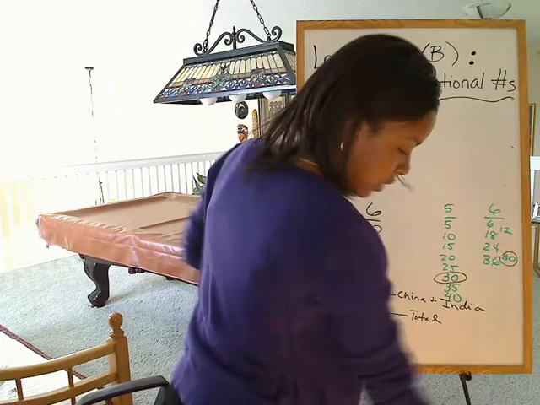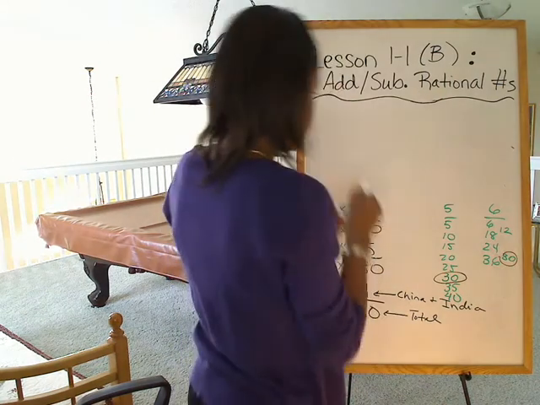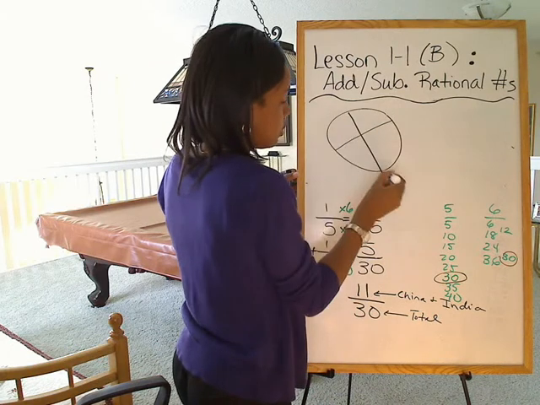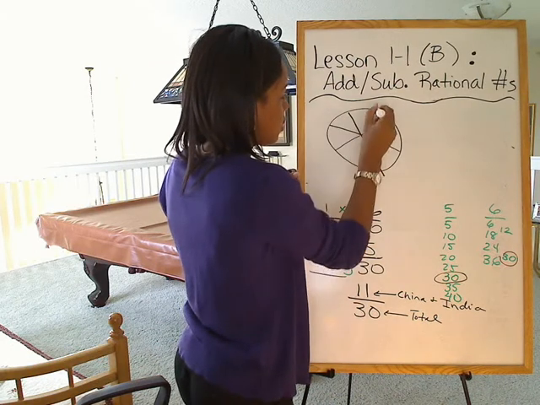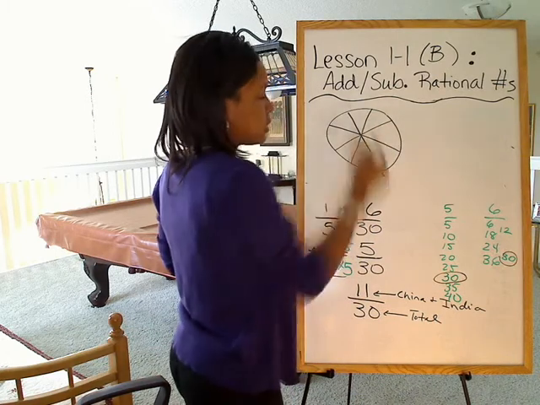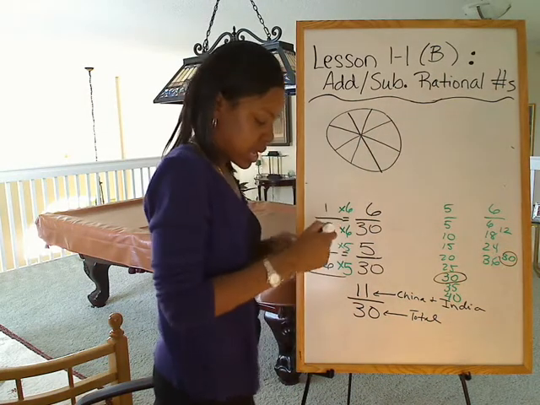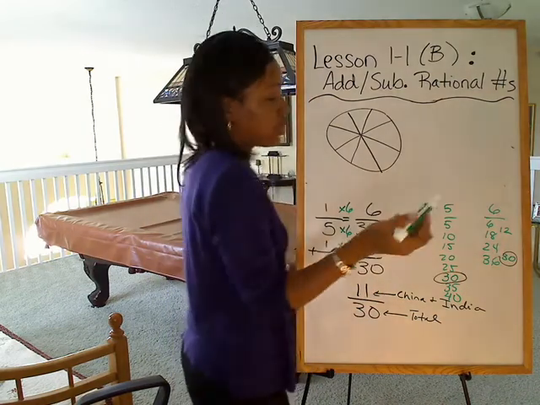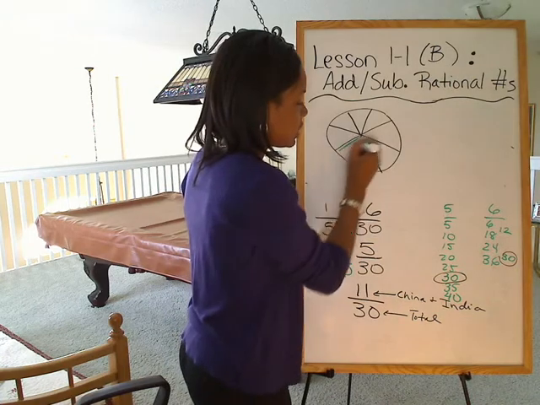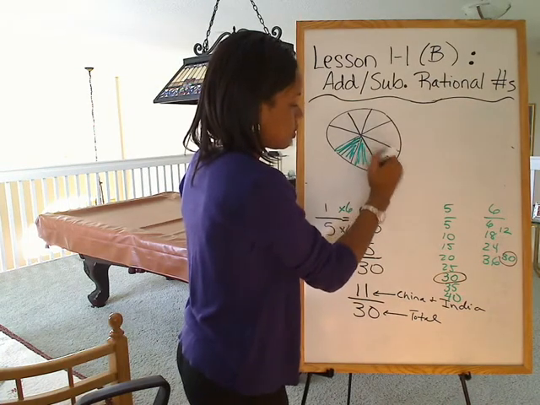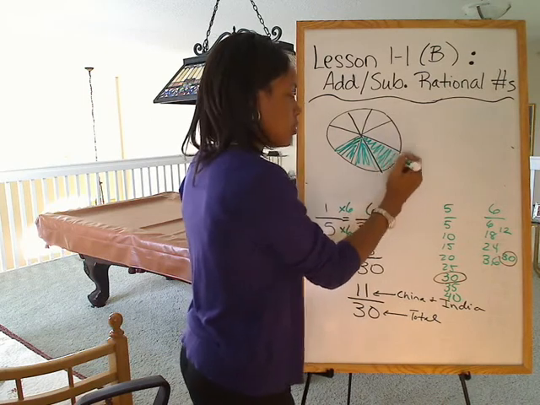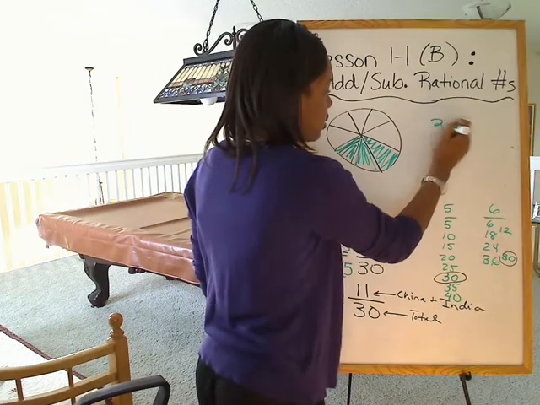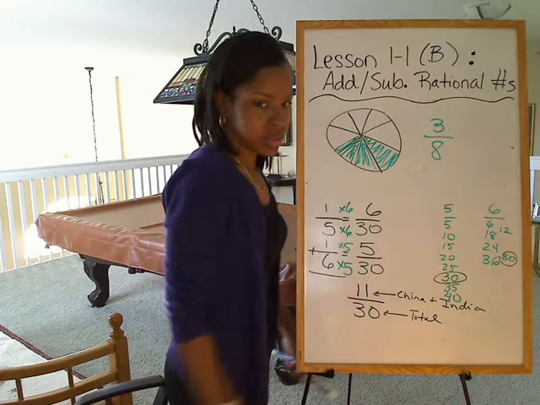If I say that we bought a pizza. Here's our pizza. Has 8 slices. 1, 2, 3, 4, 5, 6, 7, 8. 8 slices, right? And myself, I ate 4 of these slices. Let's say I ate 3. Not that greedy. I ate 3 slices of the pizza. So I ate 3 out of 8 slices. That's how much I ate.